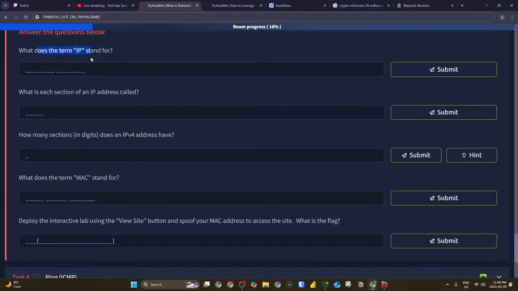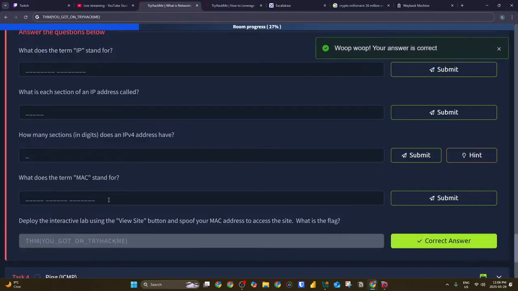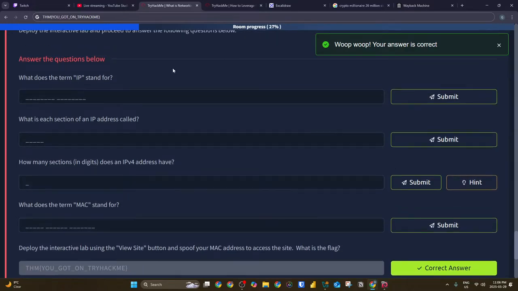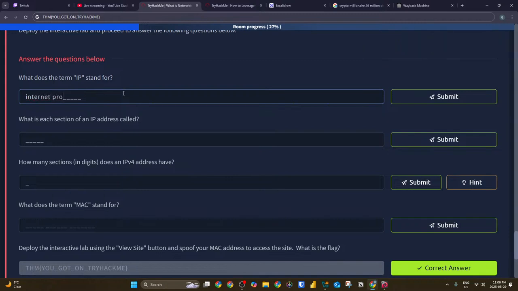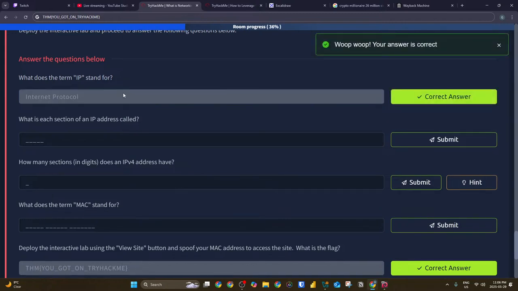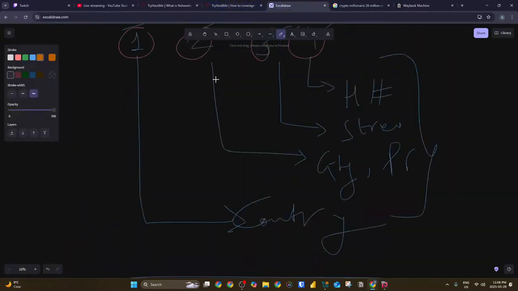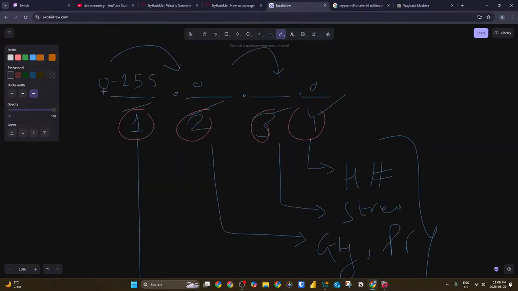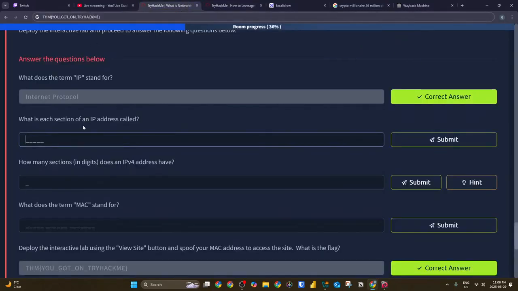What does the term IP stand for? I will enter this here. So we have this. Woohoo! IP stands for Internet Protocol. What is each section in an IP address called? You know the four sections we were talking about in an IP address, with minimum value 0 and maximum 255? This is called an octet.